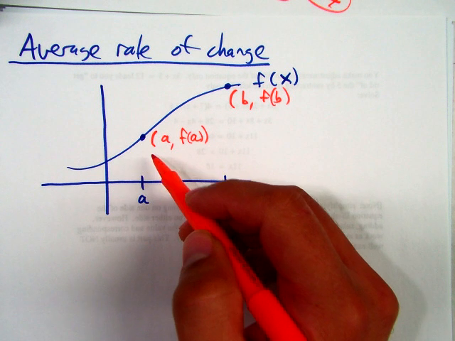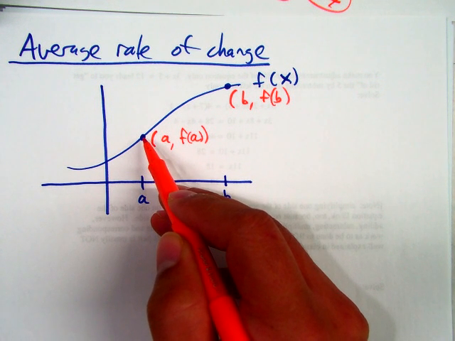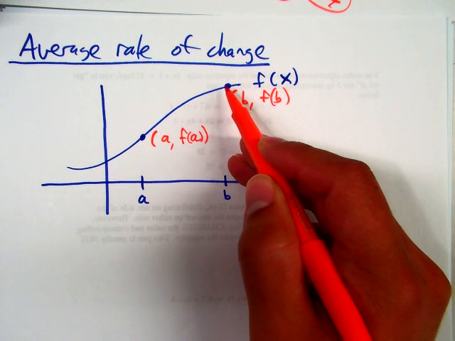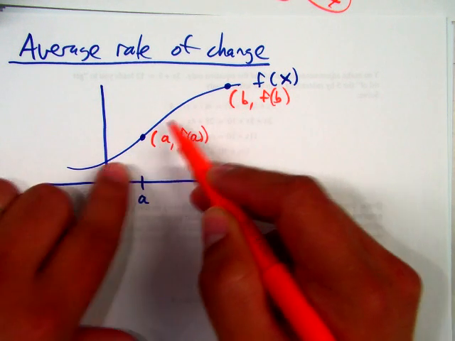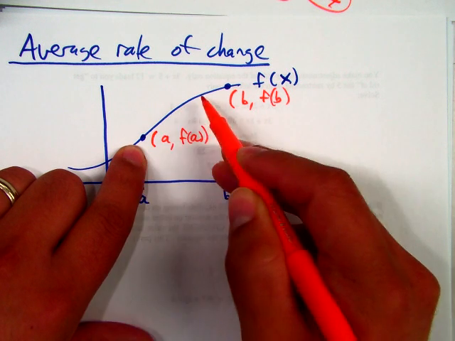Meaning that right here at A, what kind of slope is this? Positive. What about at B? Still positive, but do we agree that the slope changes as we move along here? Yeah. It's not always the same slope, right?